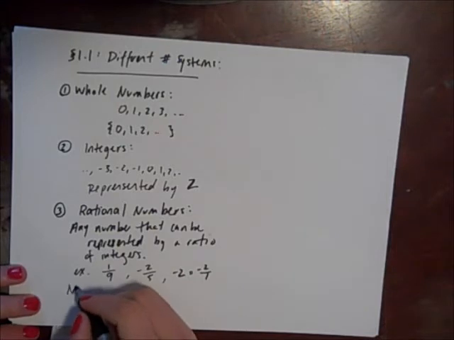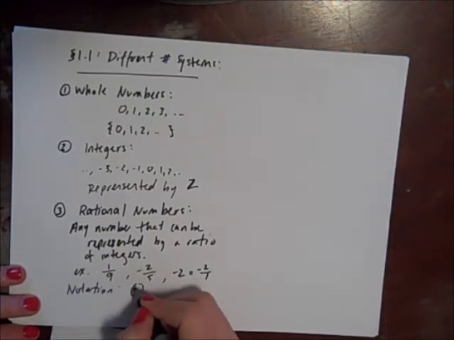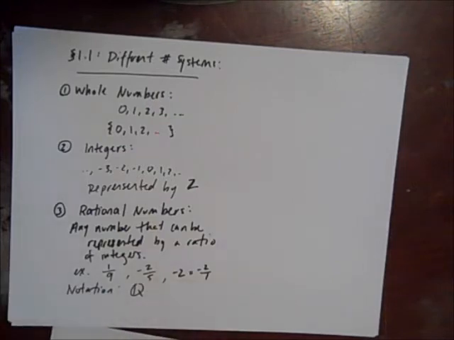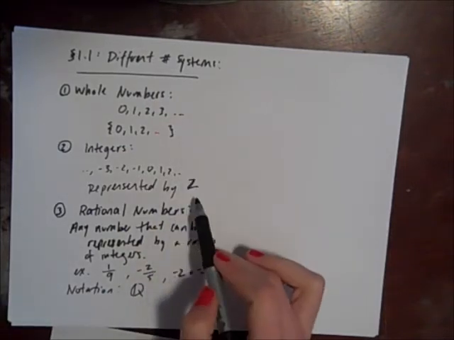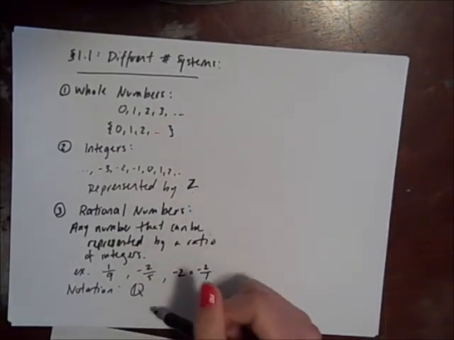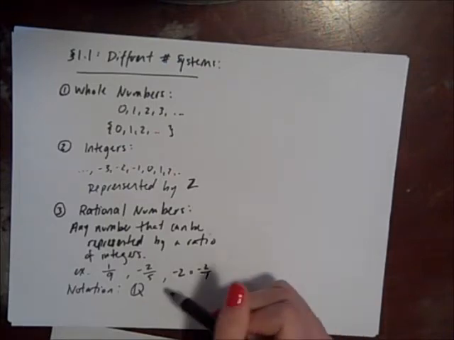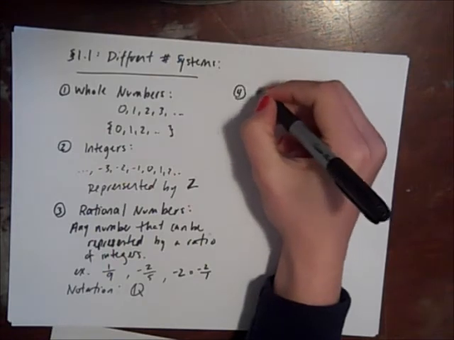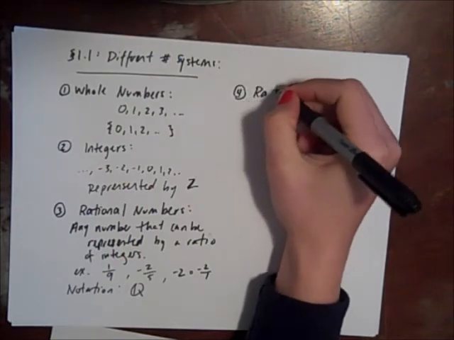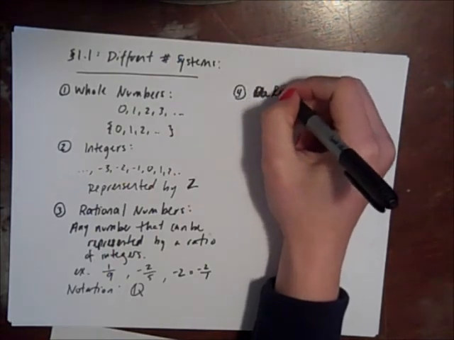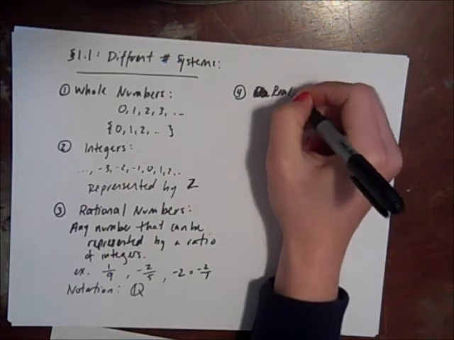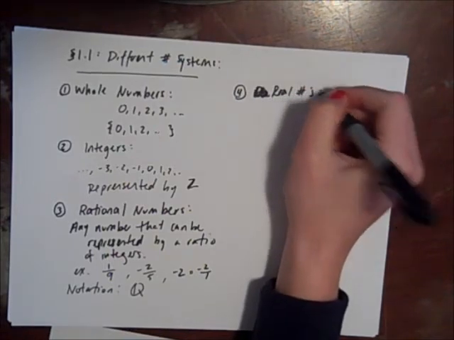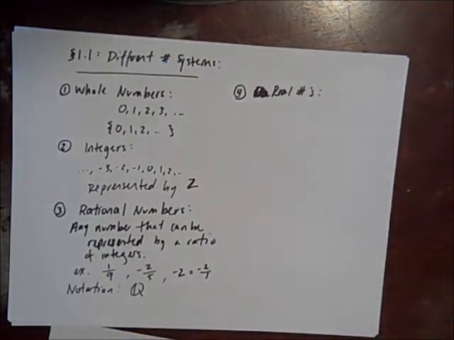The notation that we're going to use is this Q. So we have whole numbers, integers are represented by the boldface Z, rational numbers are notated by the boldface Q. The last number system that we're going to talk about are the real numbers. So this is the main number system that we're going to be working in.